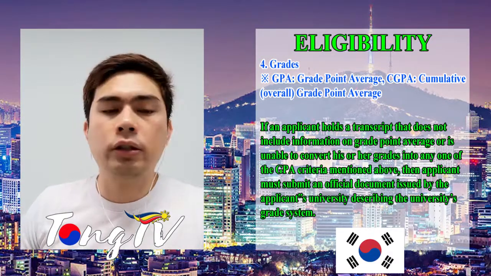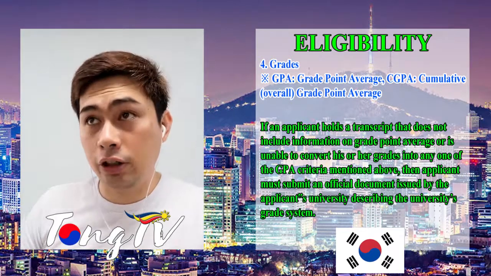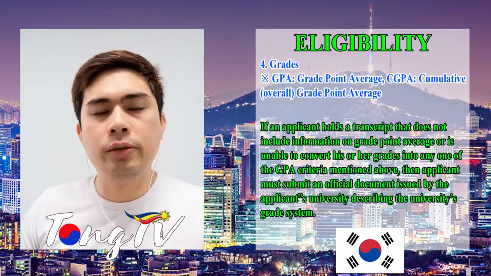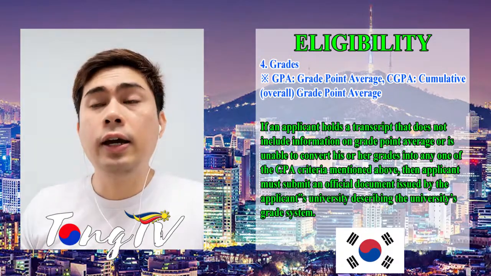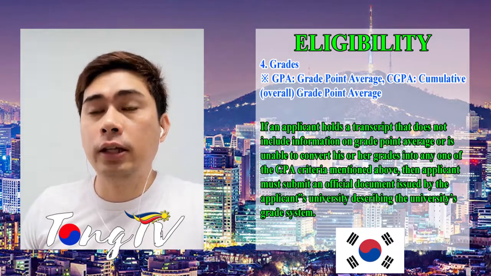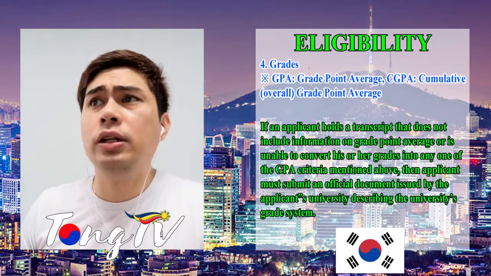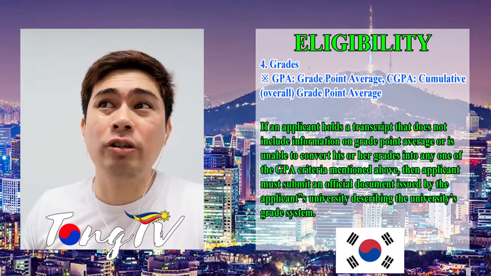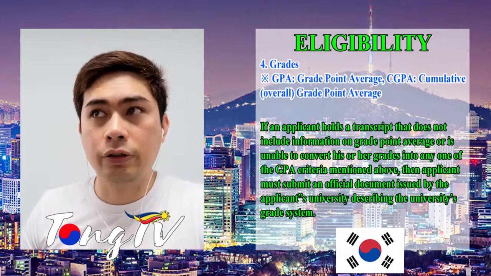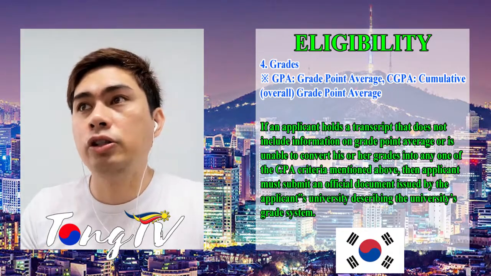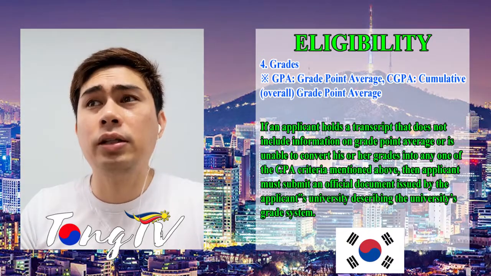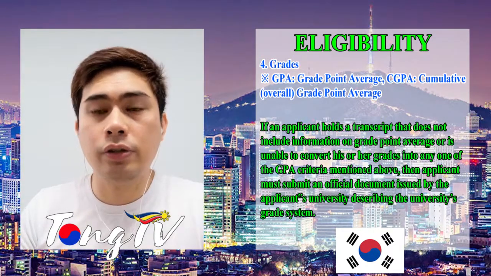So what requirement is needed here? You need to submit a transcript record, but there are some universities or institutions that don't use this kind of scaling. So let me read this. If an applicant holds a transcript that does not include information on grade point average, or it is unavailable to convert his or her grades into one of the GPA criteria mentioned, you should submit an official document issued by the applicant's university that describes the university grade system.